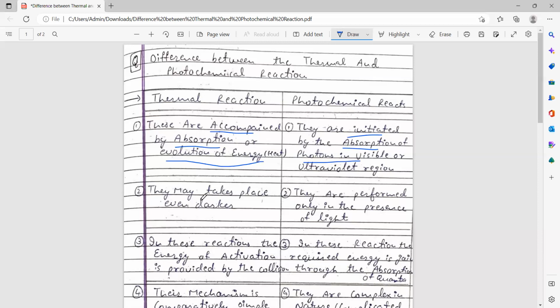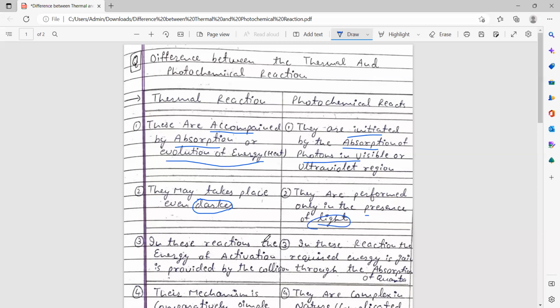Thermal reactions generally take place in the dark region. Photochemical reactions are performed only in the presence of light, or we can say sunlight.